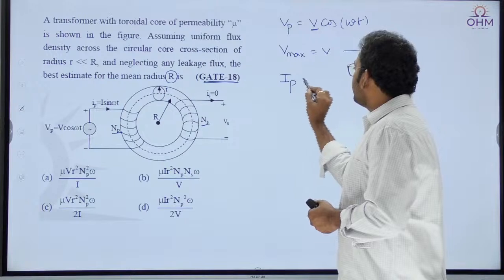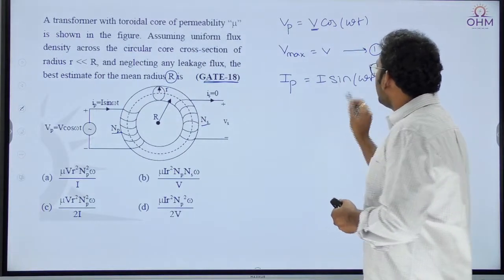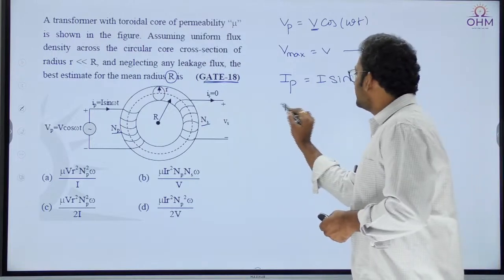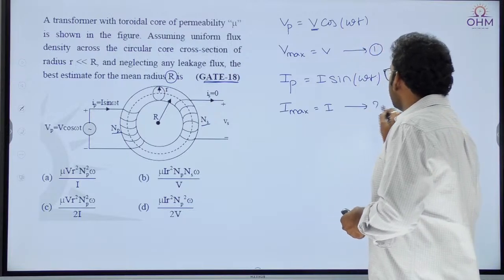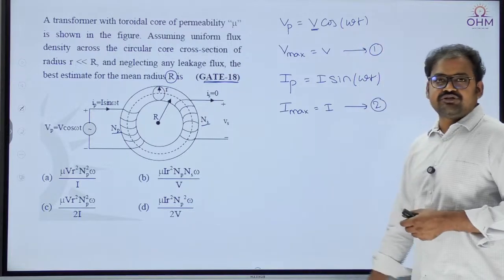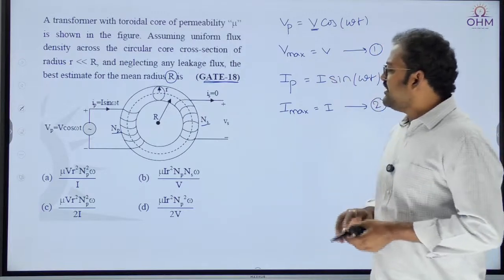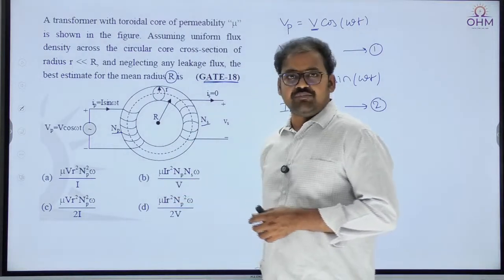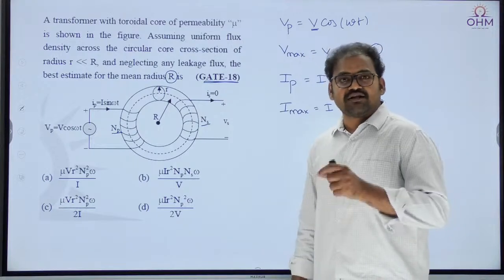Current drawn by the primary winding is equal to I sin omega t. According to this equation, can I say that I is nothing but the maximum current? So that is the maximum current I. So now you have a maximum voltage and a maximum current. Using these two, I have to find this capital R value in terms of the remaining parameters. This is where I will try to use the reluctance formula.